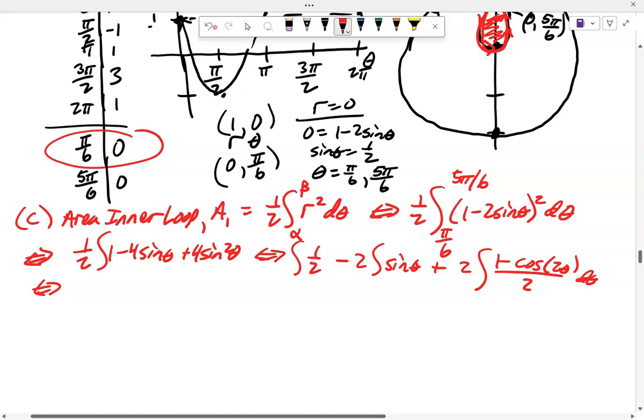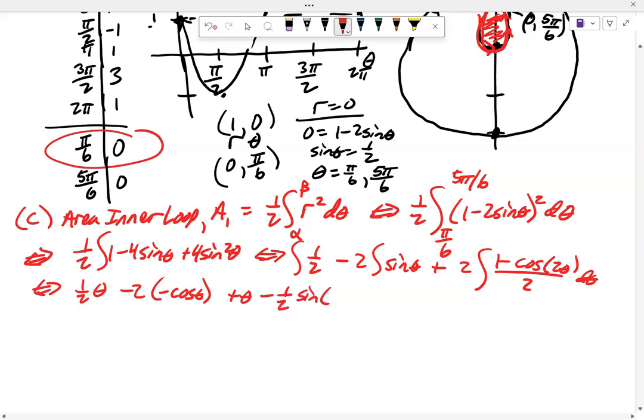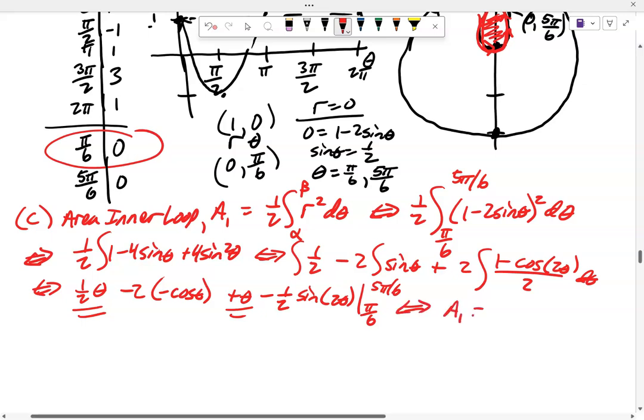I combine those two, evaluating from pi/6 to 5pi/6. And so this area, this inner loop, will end up being (pi - 3√3)/2.